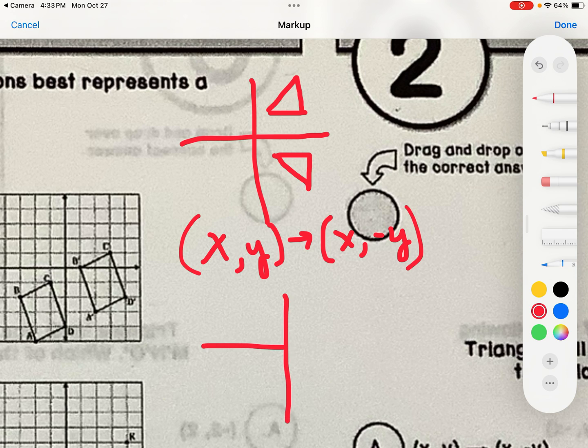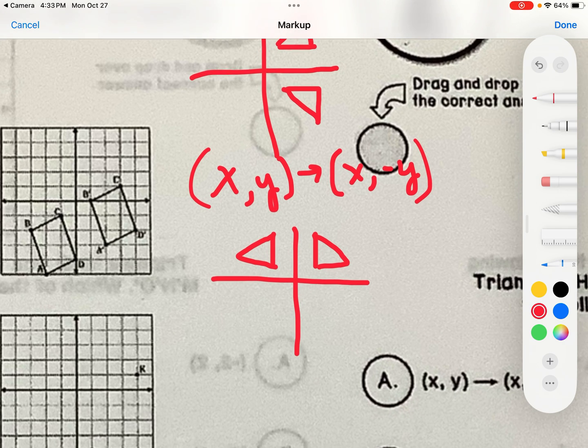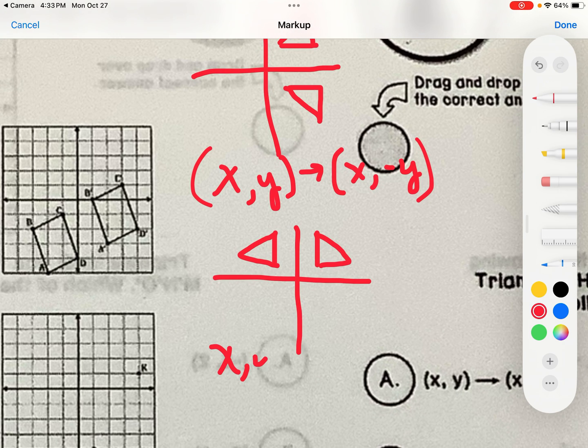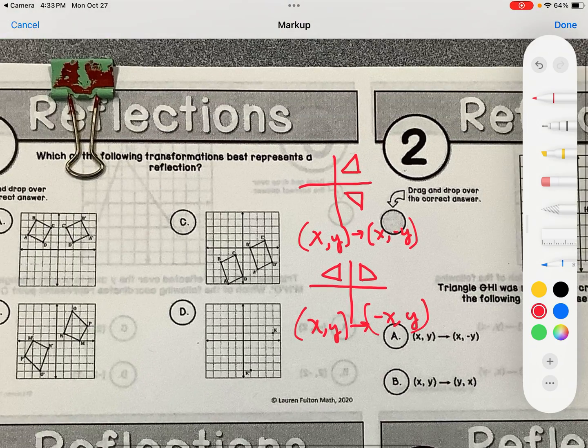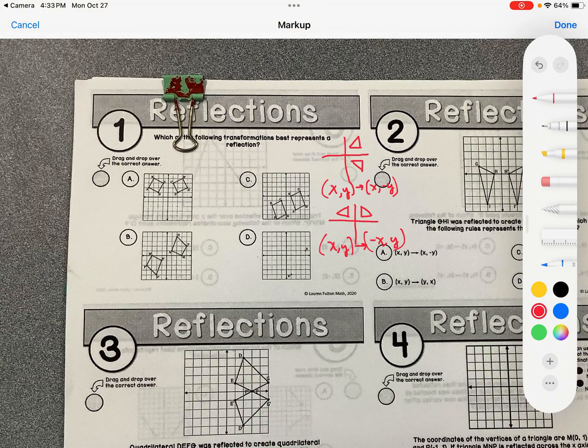If I reflect across the y-axis, I'm going to have my original coordinates, and I'm going to change the x coordinate. So if it was negative, now it's positive. If it was positive, now it's negative. All right? So I need to find out which transformation best represents a reflection.